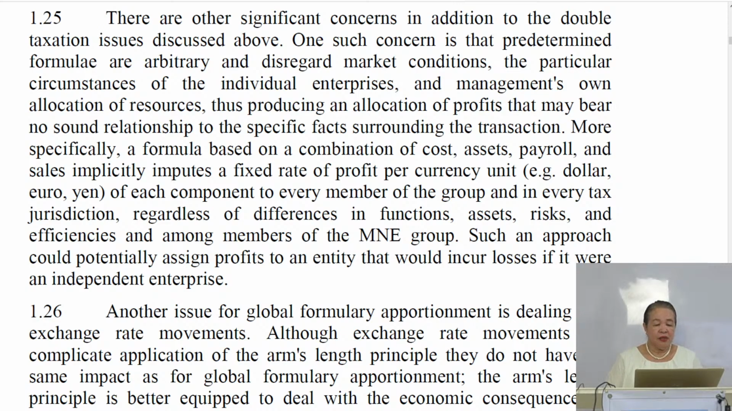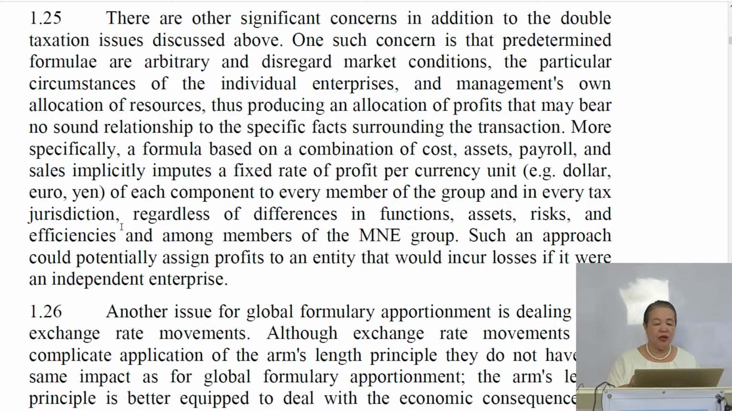So there are other significant concerns in addition to the double taxation issues. One such concern is that predetermined formula are arbitrary and disregard market conditions. So, arbitrary, parang pinilit mo lang na ginawa. And then, hindi din kinonsider yung market conditions. Because geographically, may iba-iba ang economic conditions, no? Iba-iba ang market conditions. So, it is not being considered sa global formulary apportionment, no?